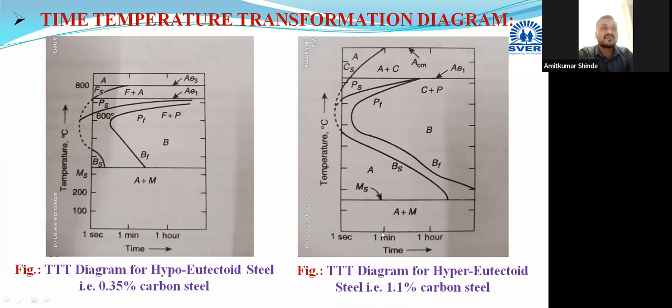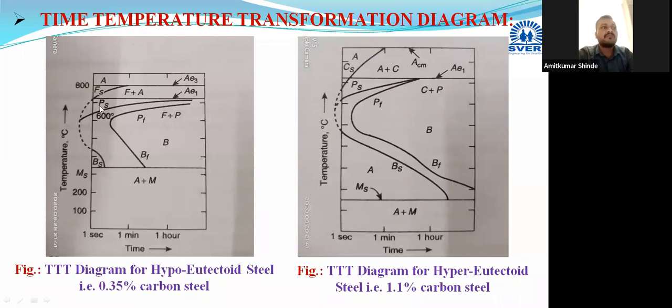This is the effect on the martensite. Getting the martensite in the hypoeutectoid steel at room temperature is almost impossible, because it requires very rapid cooling. But in the case of hypereutectoid steels, we can get the martensite. If you use a low transformation temperature, we can get the martensite here.